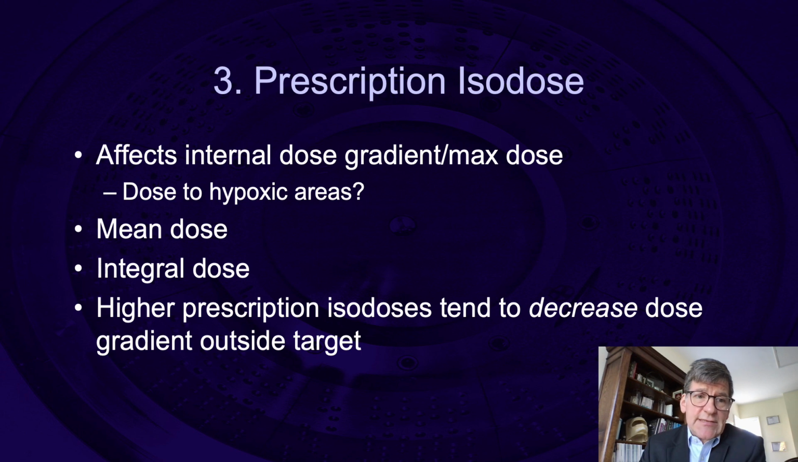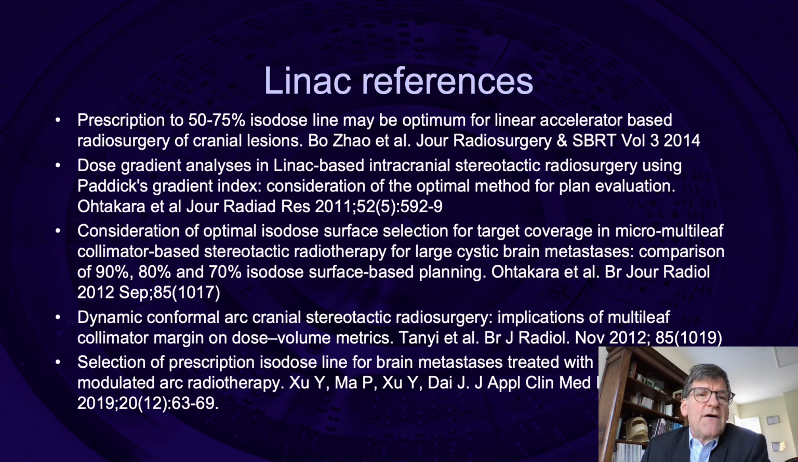The prescription isodose is also important because this affects the internal dose gradient and the maximum dose within the target. So if we treat with a low prescription isodose, maybe that's good if we're treating malignant disease where we want to have a high dose to hypoxic areas. But it affects the mean dose, the integral dose, and higher prescription isodoses tend to decrease the dose gradient outside the target. And there have been a number of references, Linac and CyberKnife, showing that if you lower your prescription isodose, you actually improve the dose gradient outside of the target.